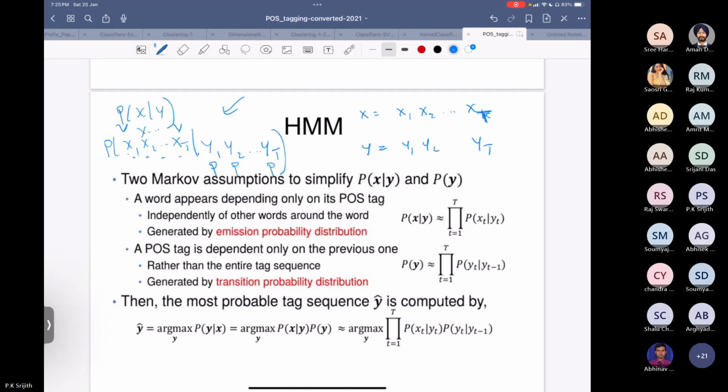So given this, how many parameters would you end up estimating if you try to directly model p of x given y?